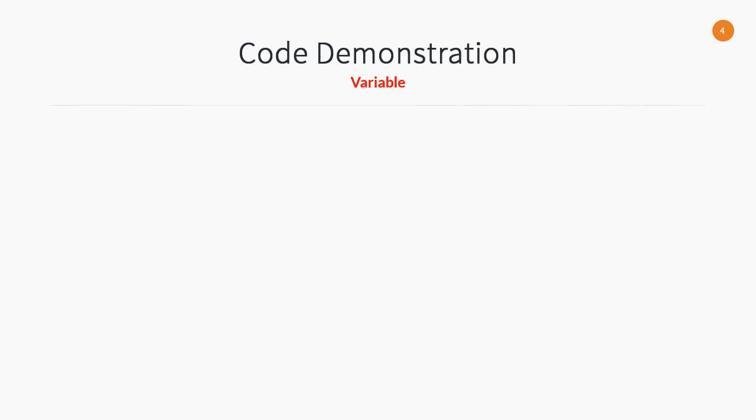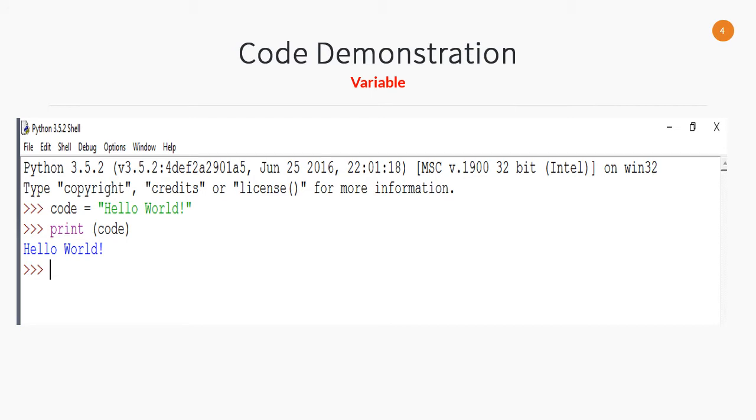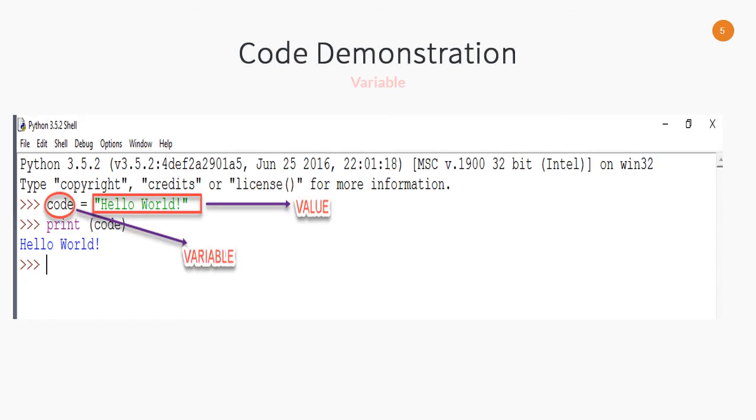Here is a code demonstration of the use of a variable inside Python code. Have a look at the screen. The code demonstration says code is equal to hello world, print code. And after running this program, the output that we get, which is in blue color, is hello world. So the code that we are using over here is a variable. We are using a variable code to store a string or a statement hello world, which is the value. So this variable code stores the value hello world inside it. And then when we again ask the interpreter to print to us the value of the variable code, we get the output as hello world.